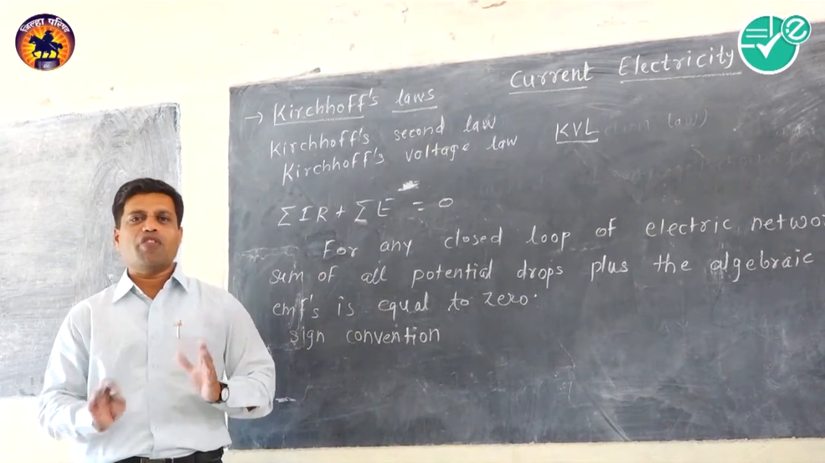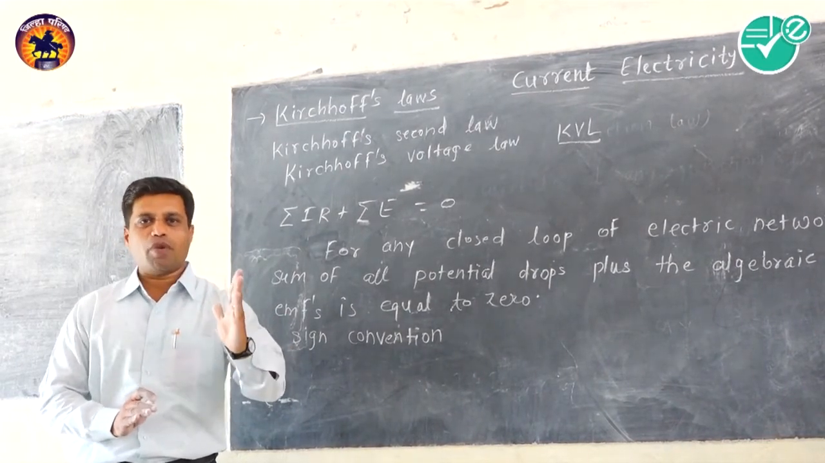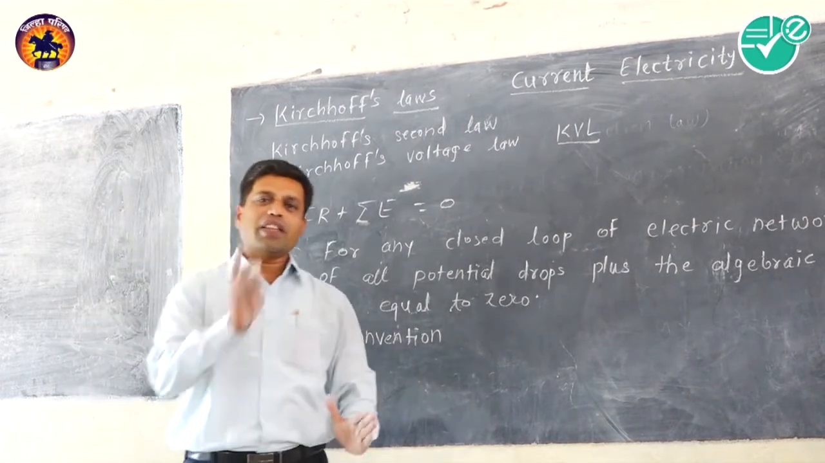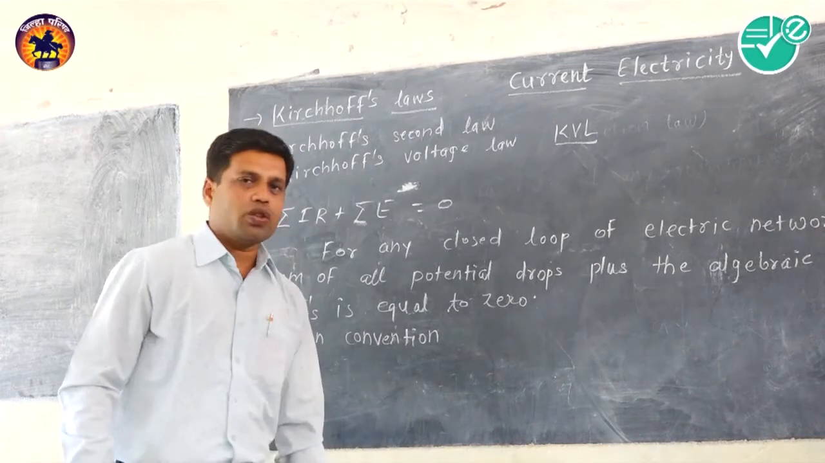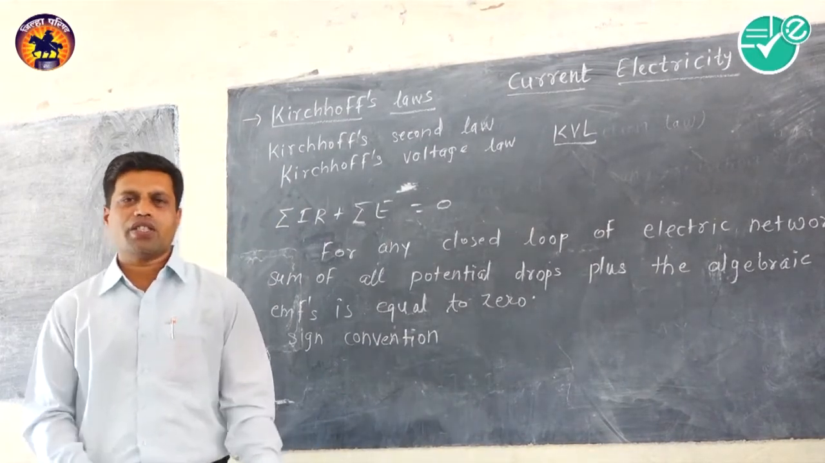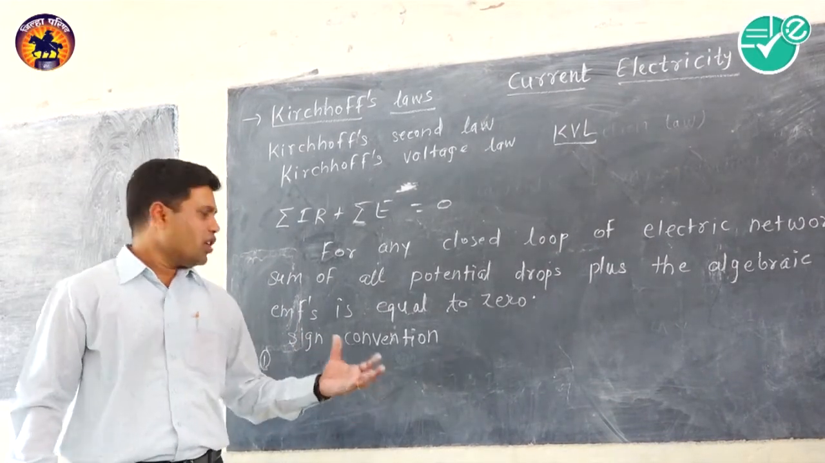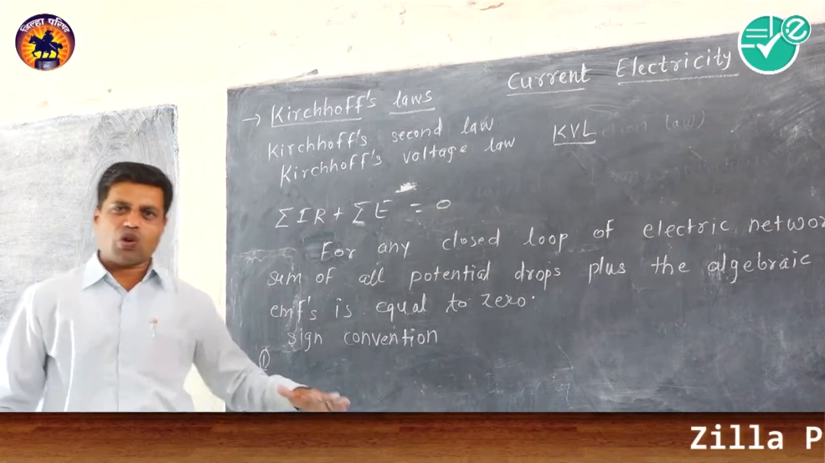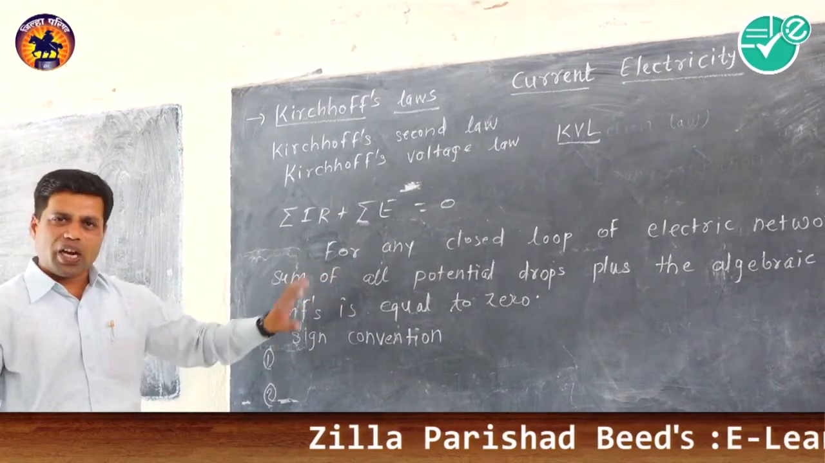Suppose while tracing the loop, you move from the positive terminal of a battery to the negative terminal of the battery, in that case you have to take the EMF of that cell as negative. So this is a very important law. I know only orally this is very difficult to understand, this sign convention. I will also write this sign convention on the board. While writing, I will once again explain that sign convention to you.